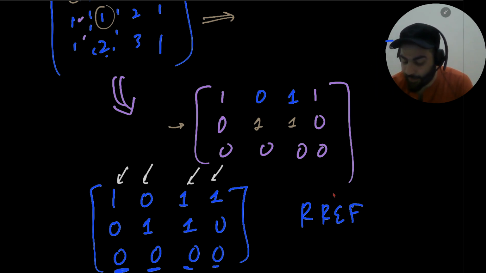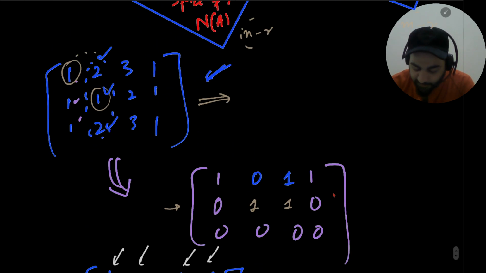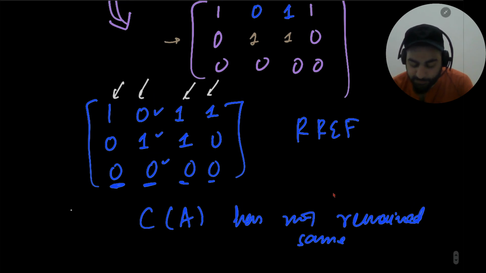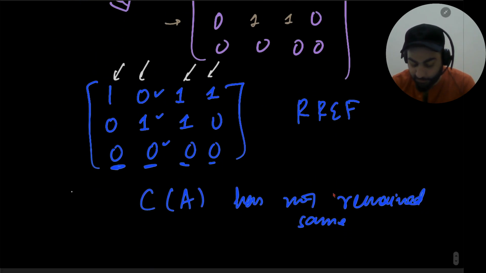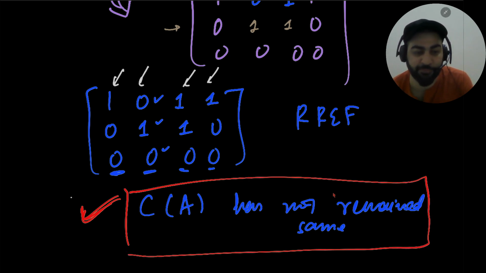So what I can say is that initially in the column space we had this 2 1 2. After making it in the row reduced echelon form, we are not able to get this 2 1 2. Are you clear with this? Do you agree with this point? I think yes, the column space has changed, so the column space has not remained the same.